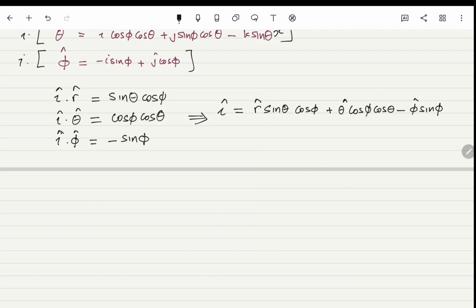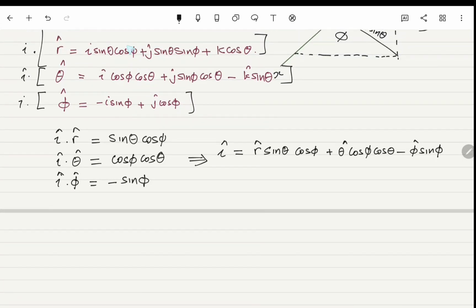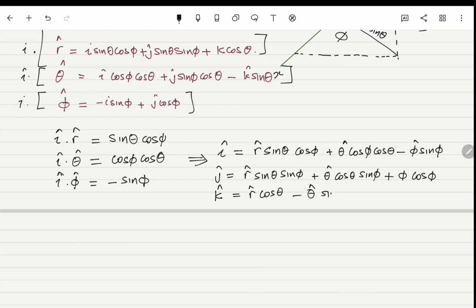Following the same procedure as we have done here, j hat will be equal to r hat sine theta sine phi plus theta hat cosine theta sine phi plus phi hat cosine phi. Again, same procedure. To find k hat, it will be equal to r hat cosine theta minus theta hat sine theta.